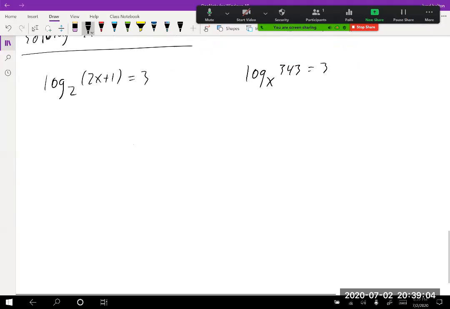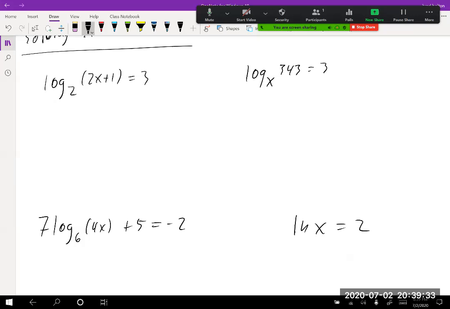And let's do, I don't know, let's do log base 6 of 4x plus 5 equals -2. I guess we can do one more. Natural log of x equals 2. Something nice and easy. Okay.